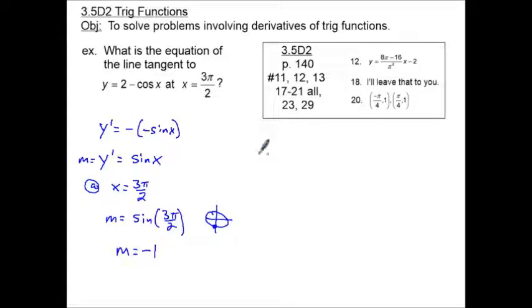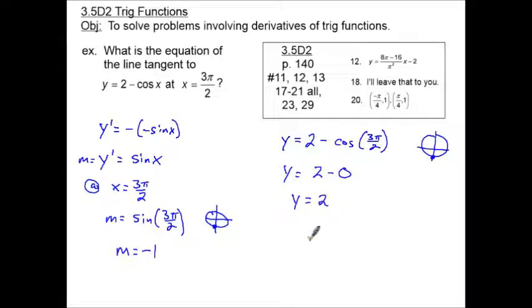Well, I've got the slope, I also need a point. The point is what we get by plugging our original x back into the original equation. So now we've got y, again not y prime, regular y, equals 2 minus cosine of 3 pi over 2. Thinking of our unit circle, same exact location of course, but cosine is 0 there. So y equals 2 minus 0, so y equals 2. And basically what that gives us is the point (3 pi over 2, 2). Kind of a messy point, but that's the one we have. Make sure that looks like a parenthesis. For space concerns, I'm going to do the equation on the next slide.